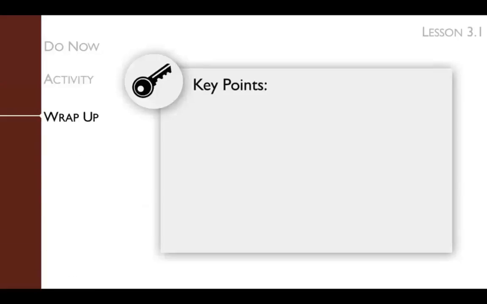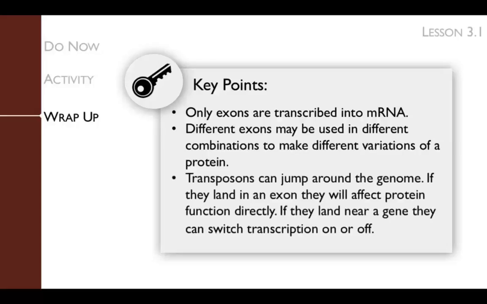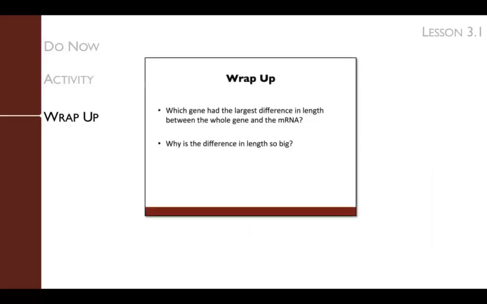The key points of the wrap-up are that only exons are transcribed into mRNA. Different exons may be used in different combinations to make different variations of a protein. Transposons can jump around the genome. If they land in an exon, they will affect protein function directly. If they land near a gene, they can switch transcription on or off. In the wrap-up, we review the answers on the lesson worksheet.